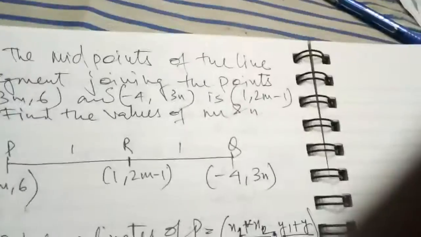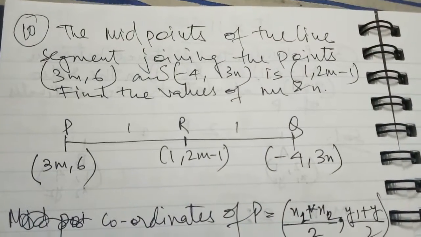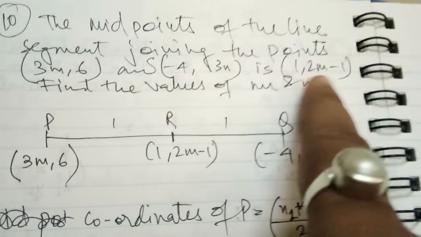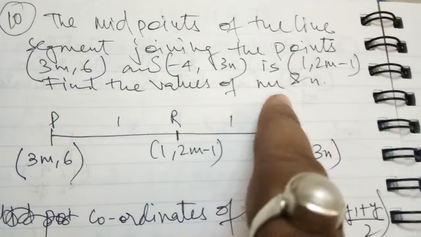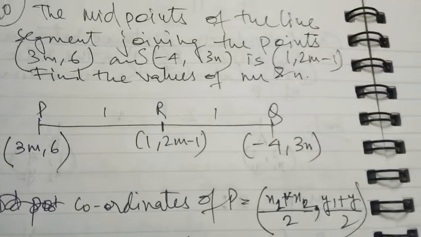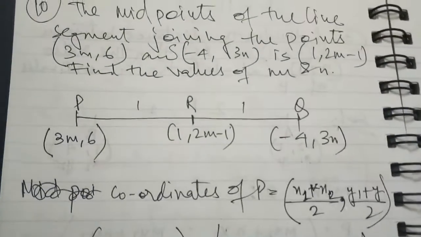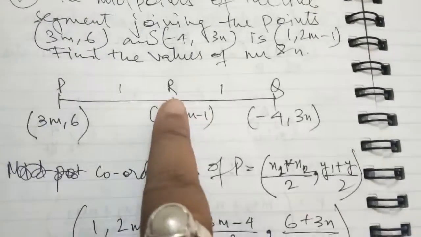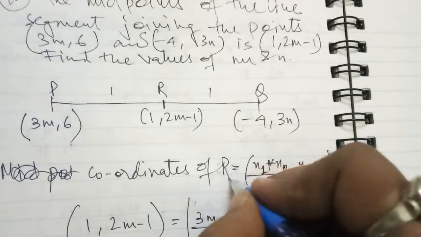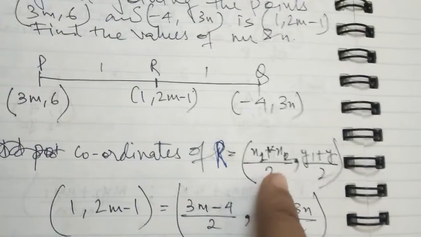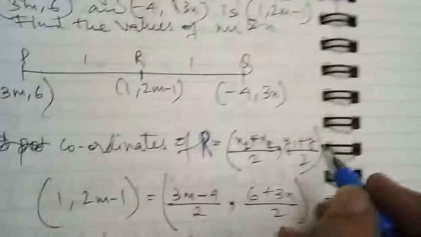Now we will take one more question from the exercises. The midpoint of the line segment joining the given points is given as this one. Now find the values of m and n. The ratio will be 1:1, because if the midpoint is given, you don't need to think about the ratio. Then the coordinates of R are given, and we know the formula: x1 plus x2 by 2, y1 plus y2 by 2.